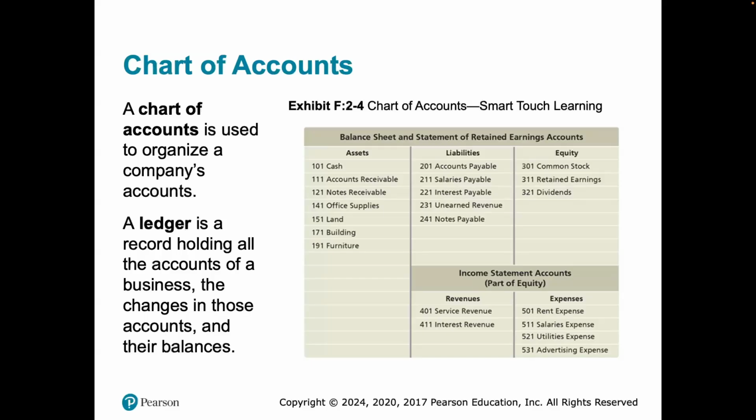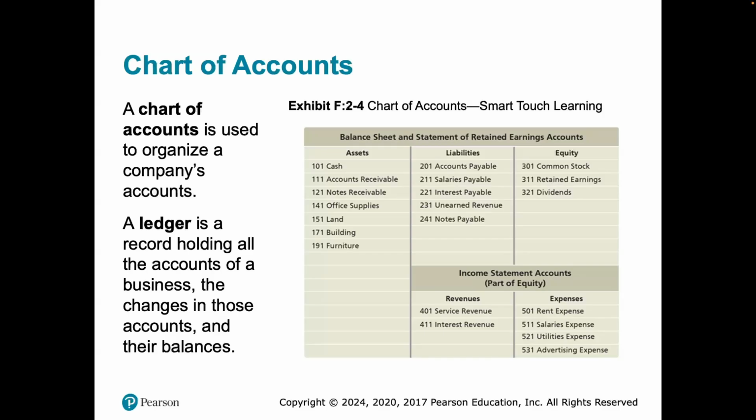Now, we break down everything into a chart of accounts. A chart of accounts is an easier way to view and to organize all of our accounts. So, what we do is we break it up into the different sections. We have assets, liabilities, equity, revenues, and expenses. And we use these different sections to separate everything off and to keep them in order.